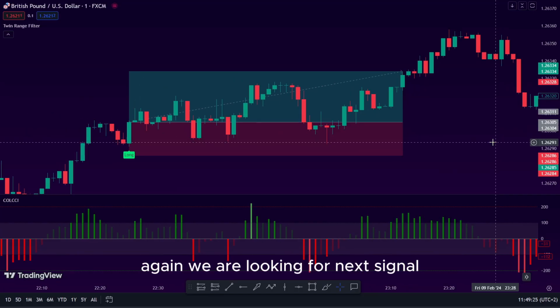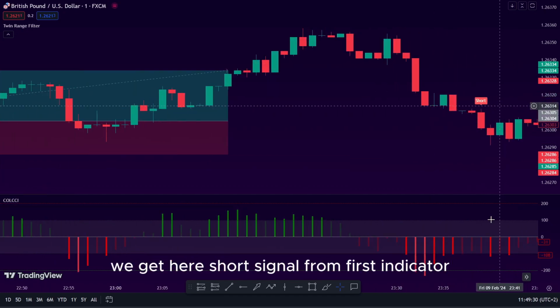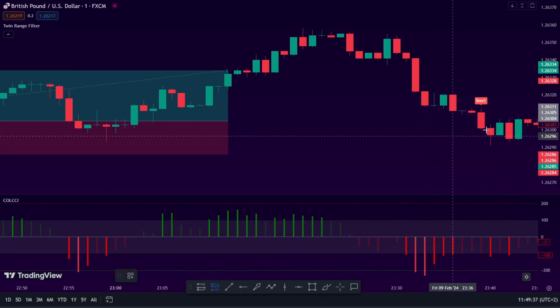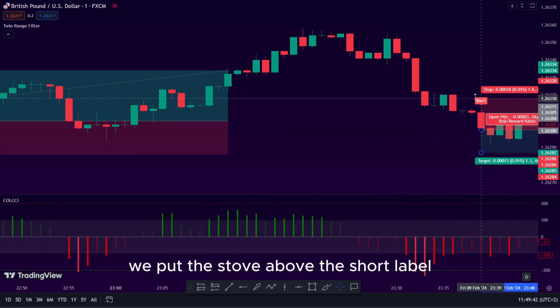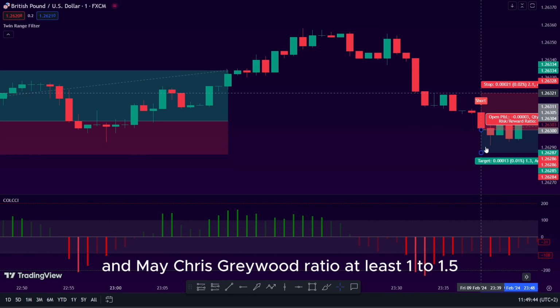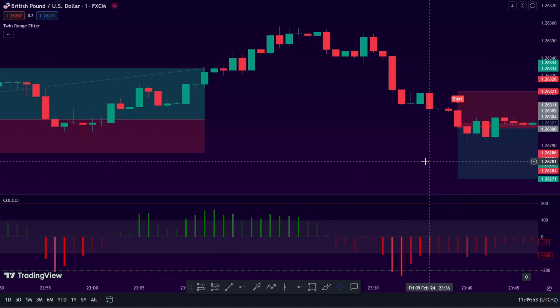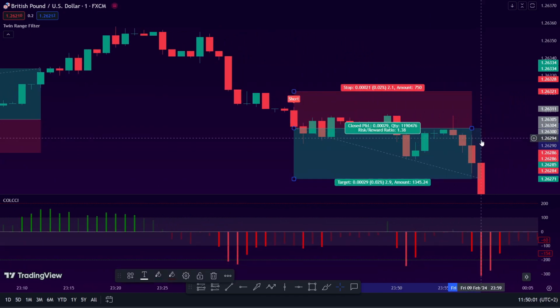Again, we are looking for the next signal. We get here a short signal from the first indicator. The histogram on the second indicator is dark red. Anyway, we take a sell position. Where do we put the stop? We put the stop above the short label and make the risk reward ratio at least 1 to 1.5. This signal is also successful.